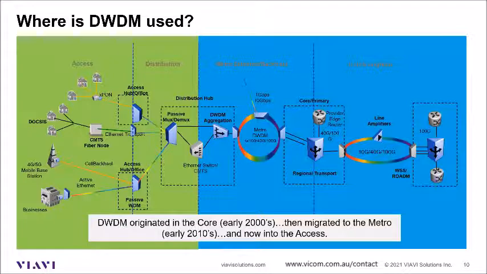So as you can see on the footnote there, DWDM type technology has been implemented into the network since the early 2000s. And I think around 10 years ago, it started getting very heavily invested into the metro. And only now we're seeing this technology popping up into the different areas of access.